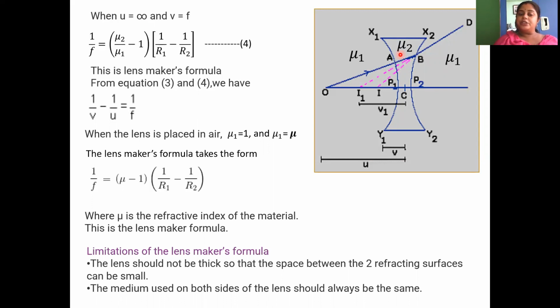Now, what is the limitation of the lens maker formula? The limitation is that the lens should not be thick, so that the distance between these two surfaces is small.